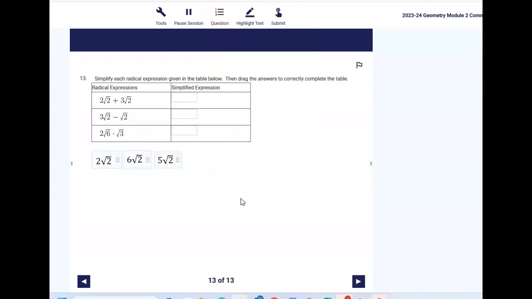Question 13 is also matching. Simplify each radical expression given in the table below, then drag the answers to correctly complete the table. So 2 square root of 2 plus 3 square root of 2, 3 square root of 2 minus square root of 2, and 2 square root of 6 times square root of 3. I'm going to move these choices one to each of those statements or expressions. 2 square root of 2, 6 square root of 2, 5 square root of 2.